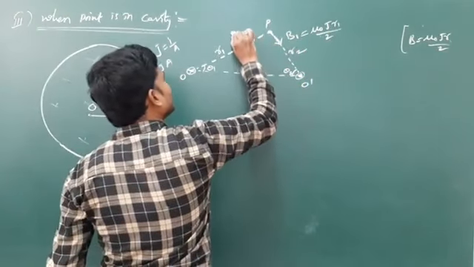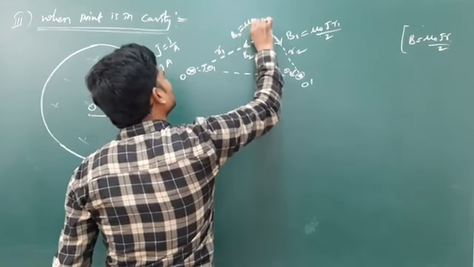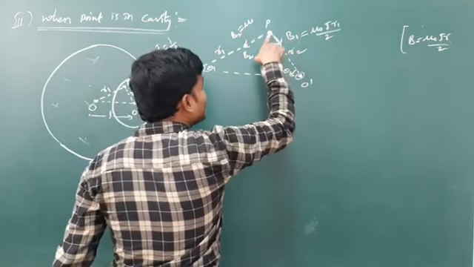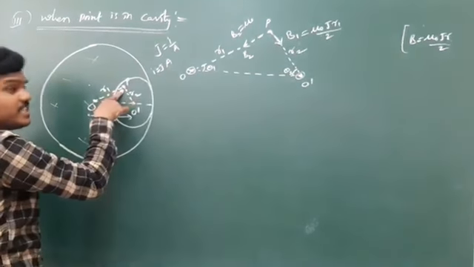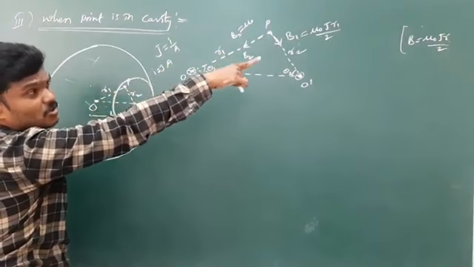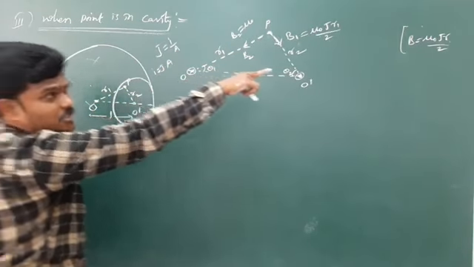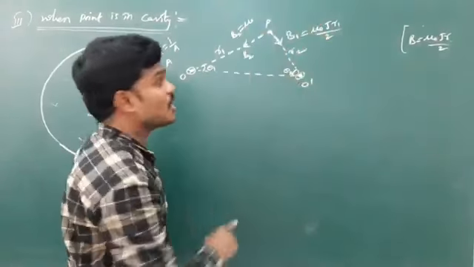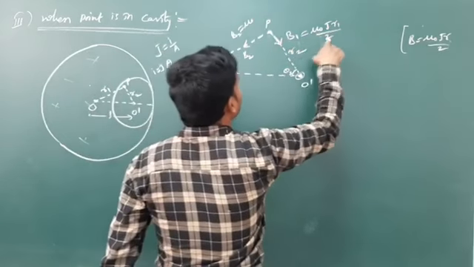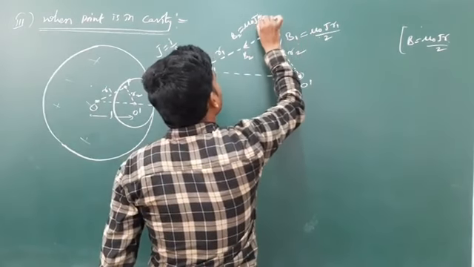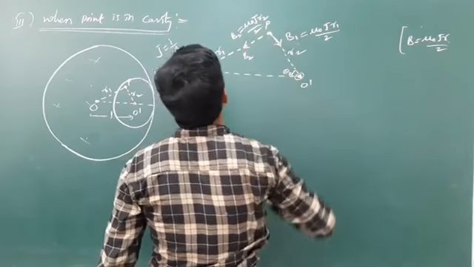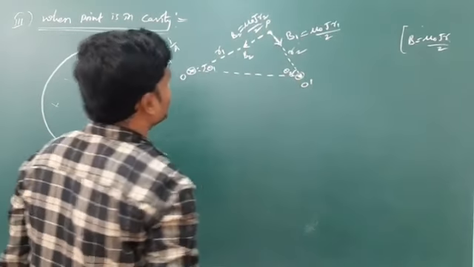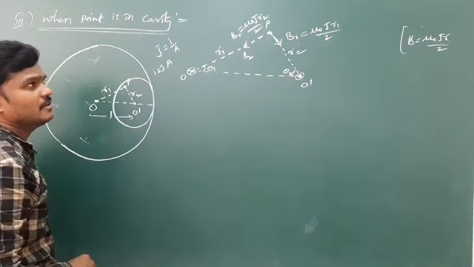B2, let me write directly. Because this point is inside the wire, inside the solid cylindrical wire we got last time mu naught J R by 2. Check the previous one, B is proportional to R. So B1 is mu naught J R1 by 2 and B2 is mu naught J R2 by 2. B1, B2 we got it.